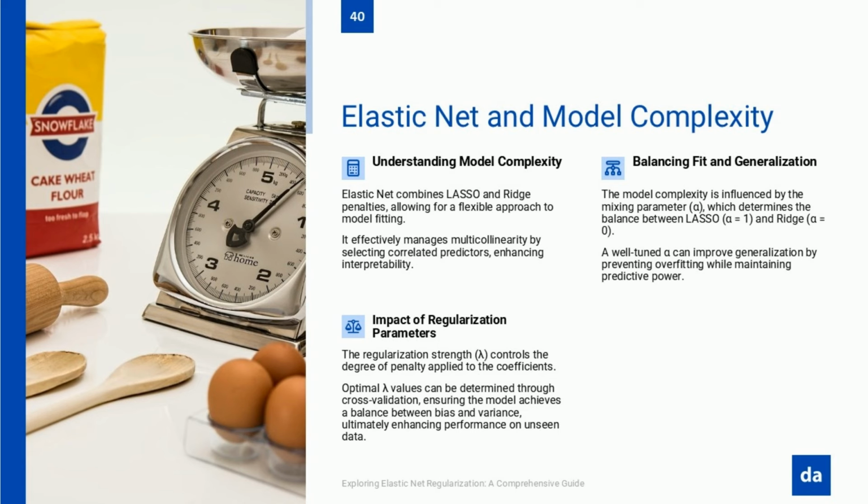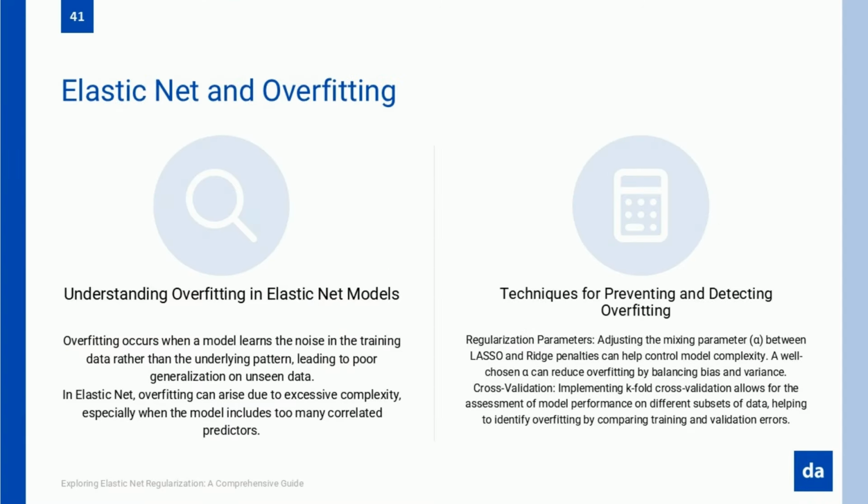Keeping complexity in check is one part of the puzzle, but what happens when we go too far? In the next section, we explore how Elastic Net helps prevent overfitting and ensures that our model generalizes well to new data. Overfitting is every data scientist's nightmare.